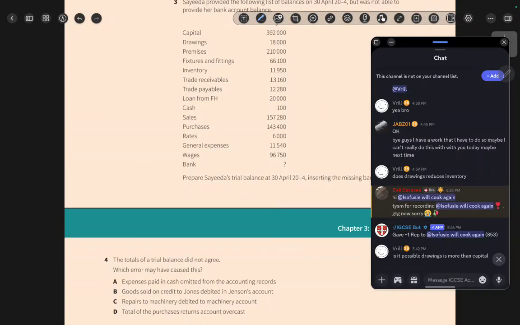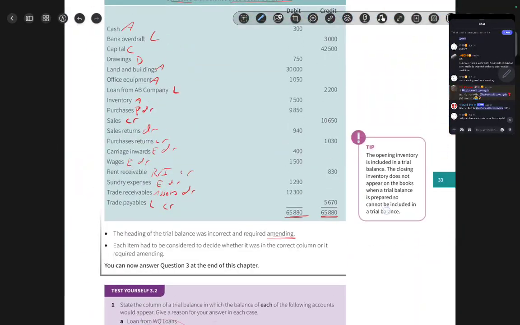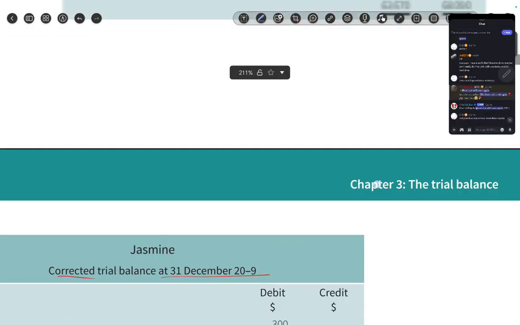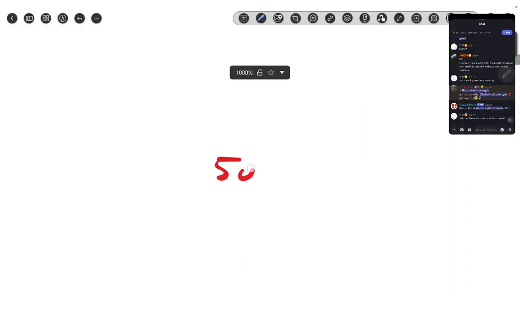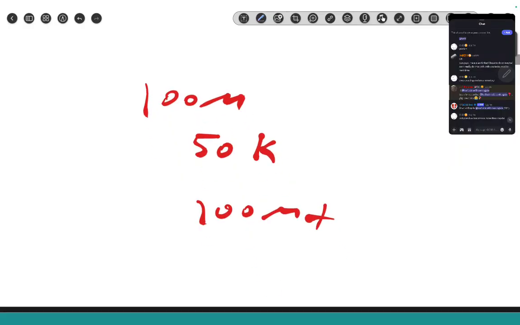Is it possible drawings is more than capital? I mean, why are you not opening a business if your drawings are more than your capital? So let's just say that you have invested a total of $50,000 into the business. But that does not mean that your business only has $50,000. It could be possible that you took a loan for $100 million, so now your business is worth 100 million plus. And in this 100 million, you take drawings of $50 million, and your capital is still only 50,000. So your drawings are more than your capital.